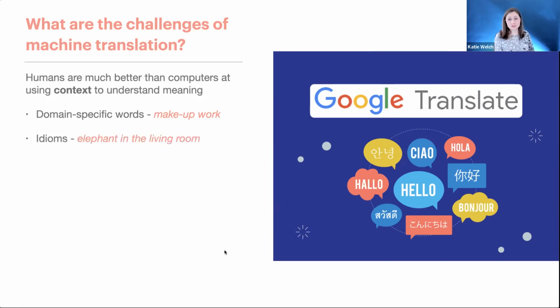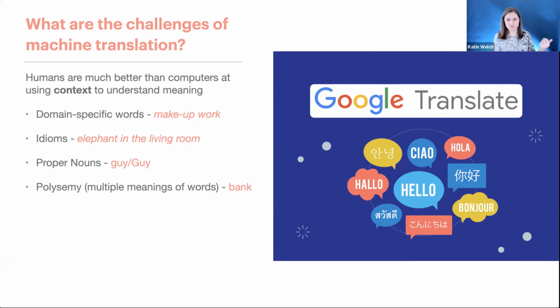Idioms are a challenge for English learners, when you have something like elephant in the living room, where it's not a literal elephant in a literal living room, it has another meaning. Usually elephant in the living room means that one thing that no one talks about. That's hard for a computer to understand. The machines have a hard time with proper nouns, with polysemy, which is where you have multiple meanings for the same word, like the bank that you go to for your money versus the bank of a body of water.